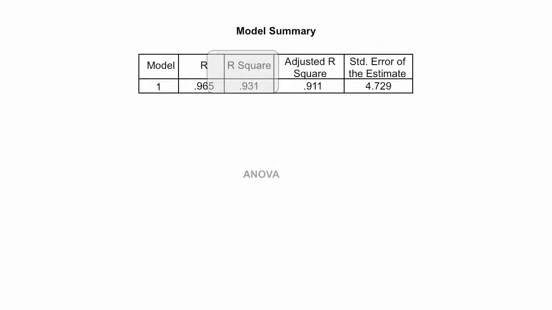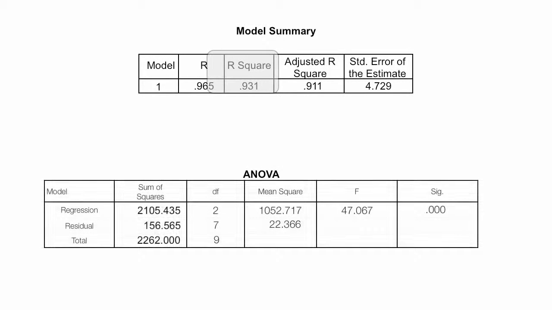The actual R squared can be derived from the ANOVA table, which I discussed in the previous video. I take my regression sum of squares divided by my total sum of squares, and lo and behold, this equals 0.931, which is R squared.